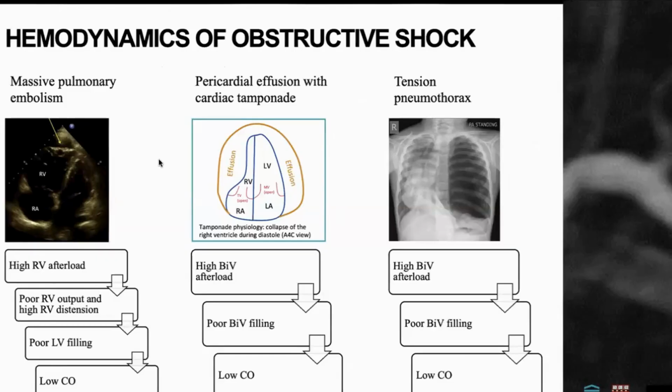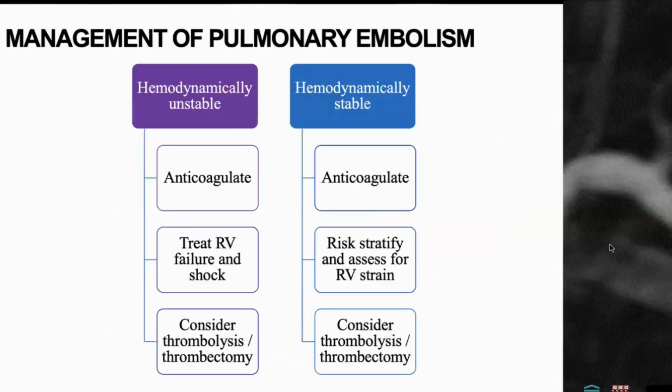So again, the pathophysiology with massive PEs: you get high RV afterload that causes poor RV output and high RV distension, which leads to poor left ventricular filling and a low cardiac output. Whereas in these two causes, you're getting constriction of the heart. Because of that constriction, both ventricles can't fill, and you get a low cardiac output as a result. So this person has a pulmonary embolism.